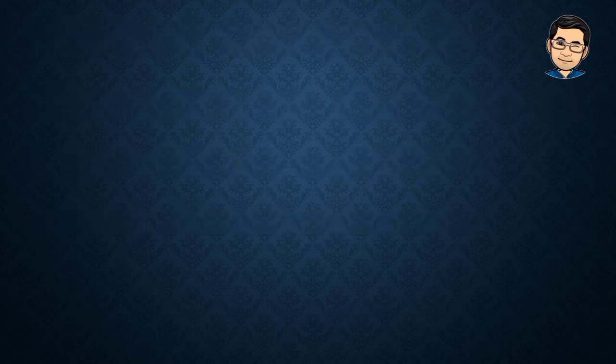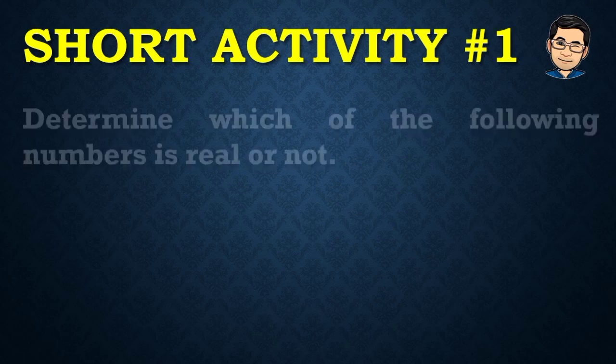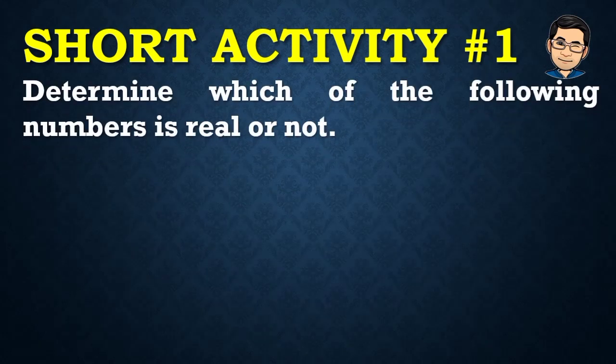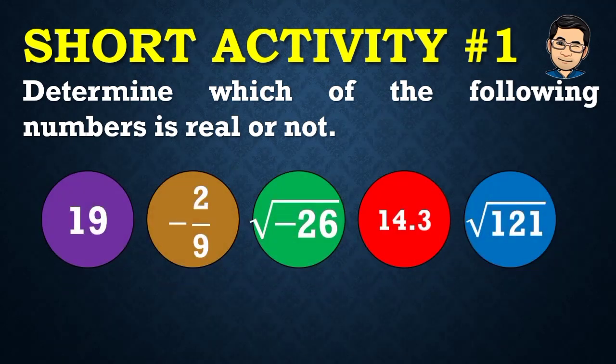So before we proceed to our discussion, let's have a short activity. For short activity number 1, determine which of the following numbers is real or not. By the way, when can we say that a number is real or not? A real number is any positive or negative number. This includes all integers and all rational and irrational numbers. When we say integers, this includes negative, positive, and 0.